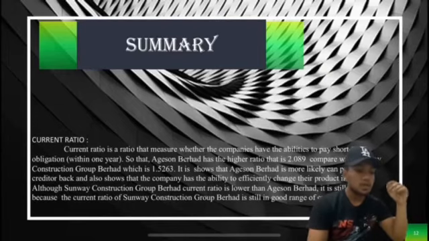So the summary is for the current ratio. Current ratio is a ratio that measures whether the company has the ability to pay short-term obligations. So Agason Berhad has the higher ratio, that is 2.089 compared with Sunway Construction Group Berhad, which is 1.5263. It shows that Agason Berhad is more likely able to pay their creditors back, and also shows the company has the ability to efficiently change their product into cash.